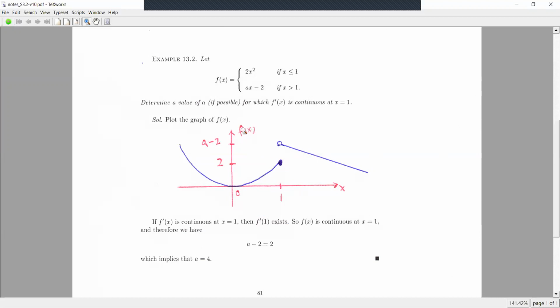The graph of the function is continuous at 1. That means that the open dot and the solid dot, they coincide. Therefore, we have a minus 2 is equal to 2, this equation. From this equation, we get a is 4. This is the answer to this question.